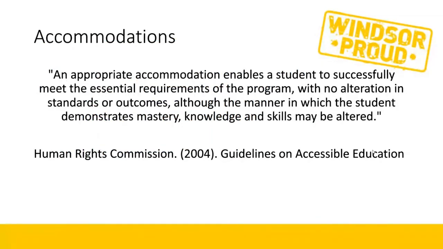So an appropriate accommodation enables a student to successfully meet the essential requirements of the program with no alterations in standard or outcomes, although the manner in which the student demonstrates mastery, knowledge, and skill may be altered. This has come from the Human Rights Commission guidelines on accessible education. A lot of times too, this is where principles of universal design will come in, and it might help another student show some mastery, knowledge, and skill. And in turn, it might also help another student. So like getting back to what Mark said, it might help one, but it also is beneficial to all.